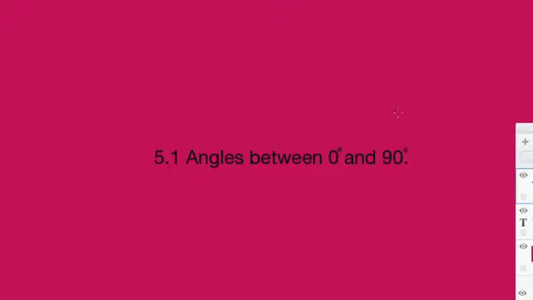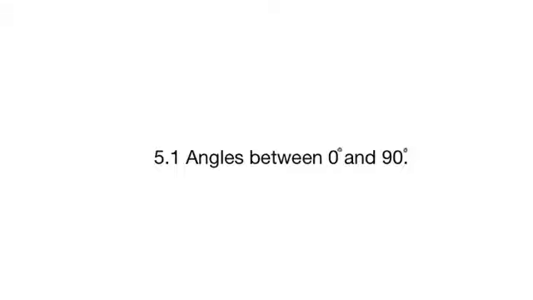So we're going to begin by looking at angles between 0 degrees and 90 degrees. So let us just do a very simple, quick recap. We've got a nice little triangle here with angle theta. R is the hypotenuse, Y is the opposite length, and X is the adjacent.